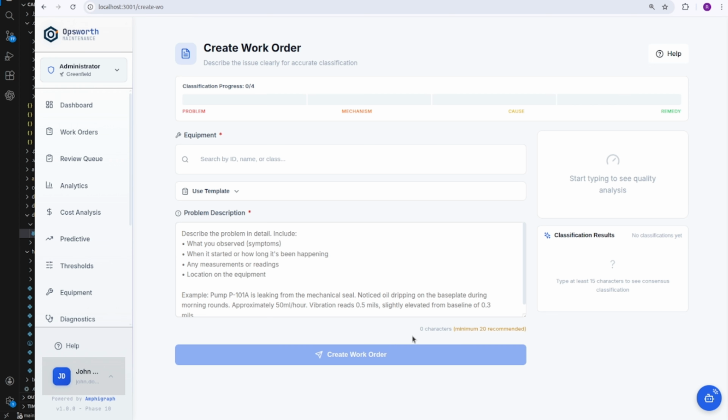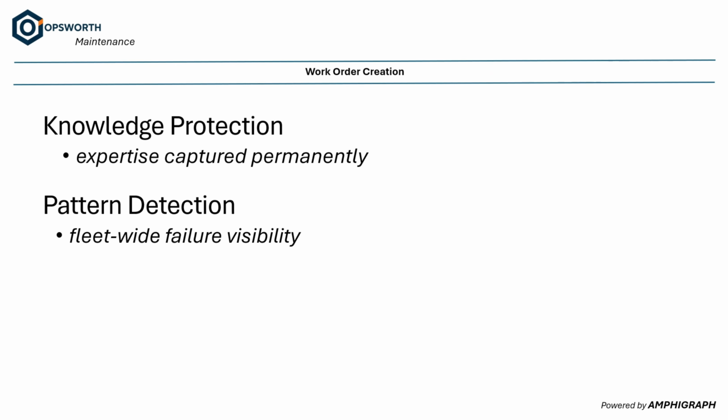Here's what just happened and why it matters for your plant. Knowledge protection. When your experienced planner retires next year, their expertise doesn't walk out the door. Every classification decision they made is captured in the knowledge graph. Searchable, reusable, permanent. Pattern detection. This seal failure joins P101A's history. When the same pattern appears on P102B next month, Amphograph connects the dots. Fleet-wide failure patterns become visible, not buried in text.